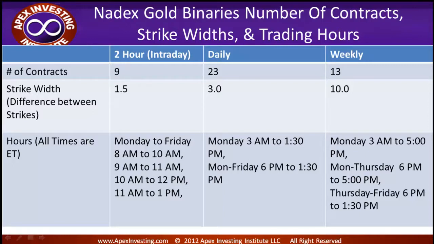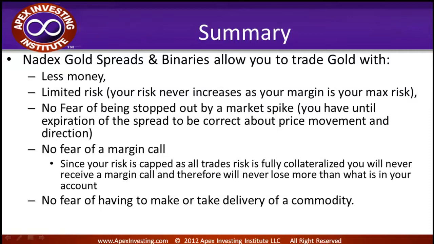to 1:30. Nadex gold spreads and binaries allow you to trade gold with less money, with limited risk. Your risk never increases as your margin is your maximum risk. There's no fear of being stopped out by a market spike as you have until expiration of the spread or binary to be correct about price movement and direction, and you have no fear of a margin call since your risk is capped. As all trades risk is fully collateralized, you will never receive a margin call and therefore will never lose more than what is in your account. And you have no fear of having to make or take delivery of a commodity.